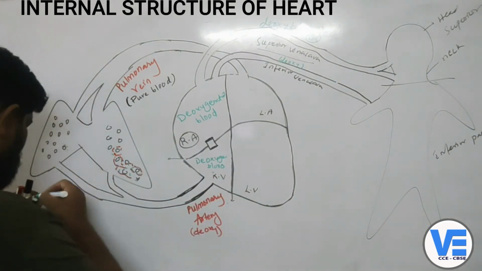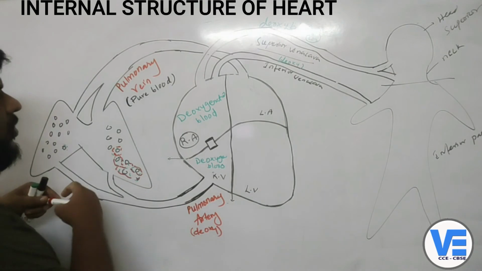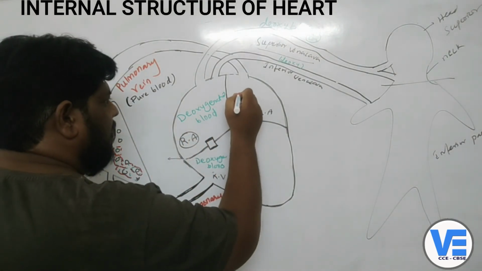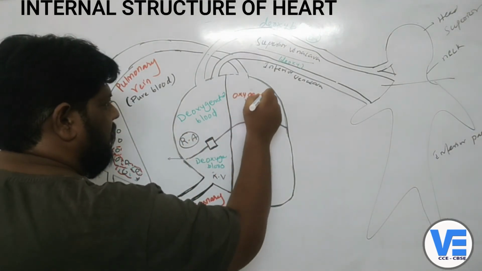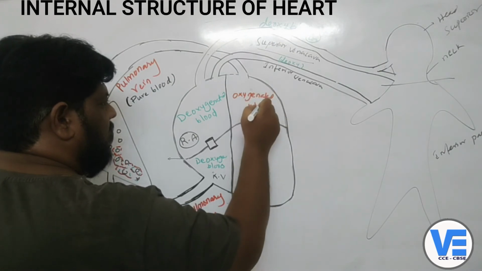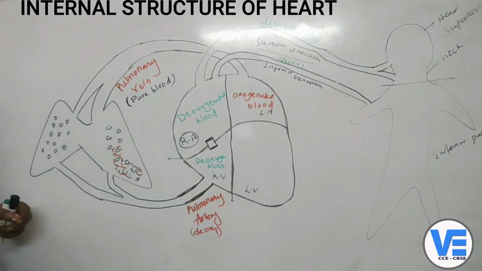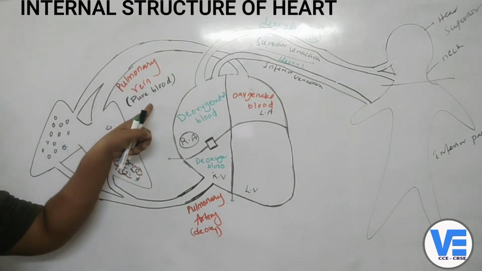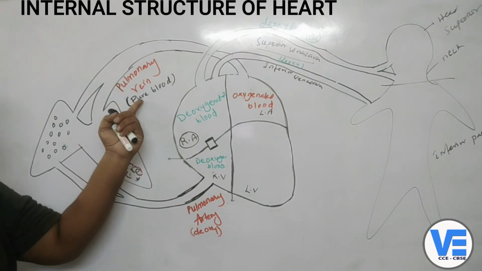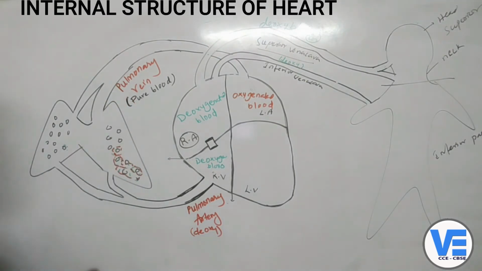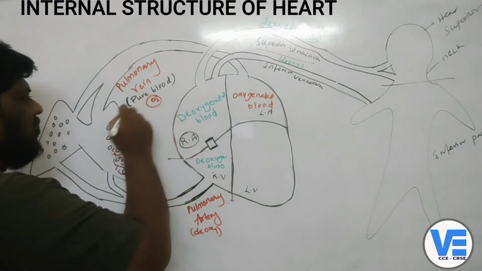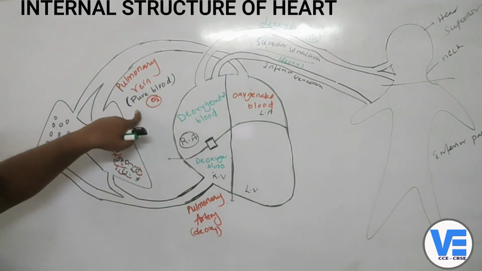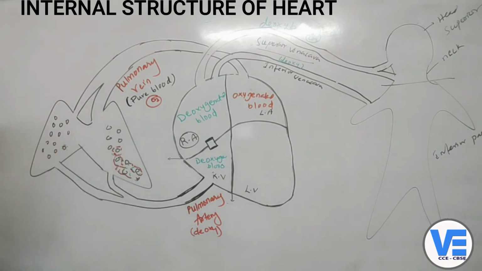left auricle. That means what will the left auricle have now? It will have the oxygenated blood. So the left auricle will have what? Oxygenated blood, isn't it? So now this oxygenated blood is brought by the pulmonary vein, which is the pure blood, which has the oxygen in it. Now, this blood should be transported to each and every part of our body, isn't it?